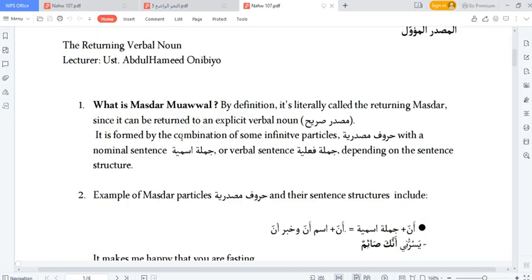So it is formed by the combination of some infinitive particles, meaning hurufun masdariyya, with a nominal sentence, yani jumlatun ismiyya, or verbal sentence jumlatun fi'liyya, depending on the sentence structure. So the combination of this huruf masdariyya plus jumla ismiyya or plus jumla fi'liyya.